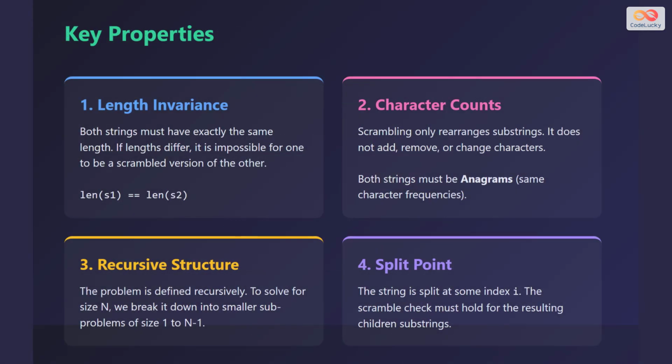Before we jump into the code, let's observe some key properties. First, length invariance. Both strings must be the same length. Second, character counts. Since we only rearrange characters, both strings must have the exact same frequency of characters, meaning they must be anagrams.